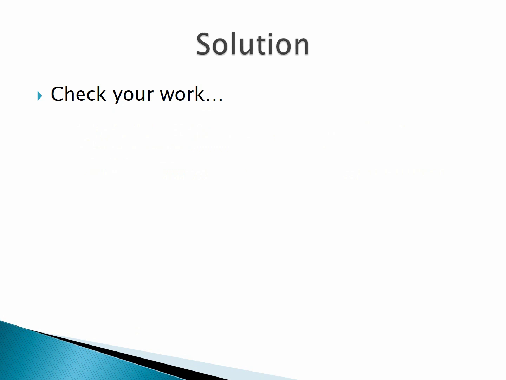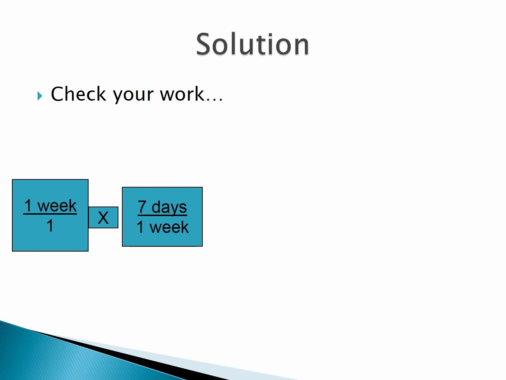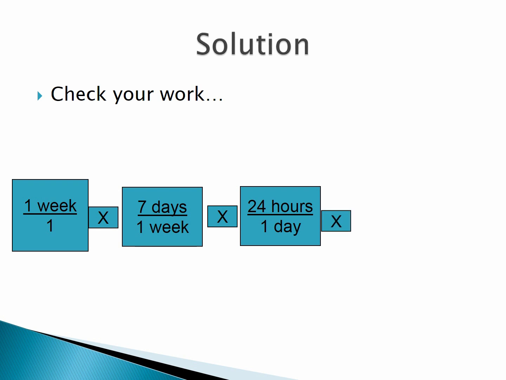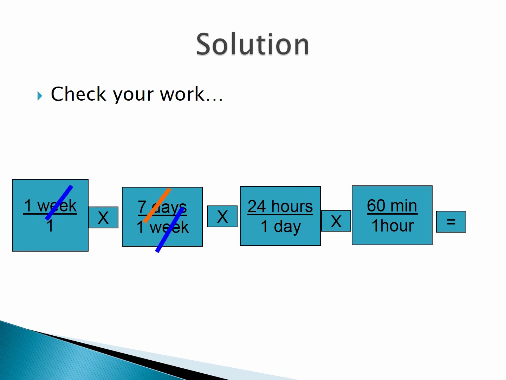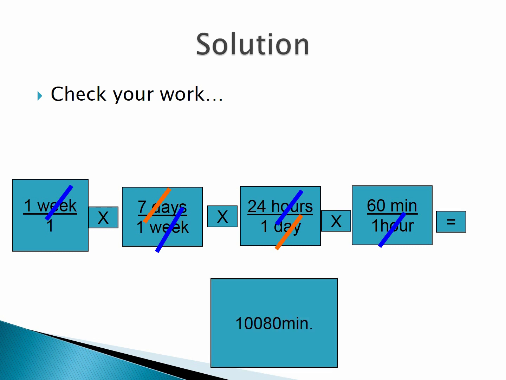Now let's check your work. You start with our known value, 1 week, times it by the first conversion factor, 7 days equals 1 week, times it by the second conversion factor, 24 hours equals 1 day, times it by the third conversion factor, which is 60 minutes equals 1 hour. Now, we're going to cancel out the like units, which leaves us with minutes. Now do the math. Your answer should have been, there are 10,080 minutes in the week.